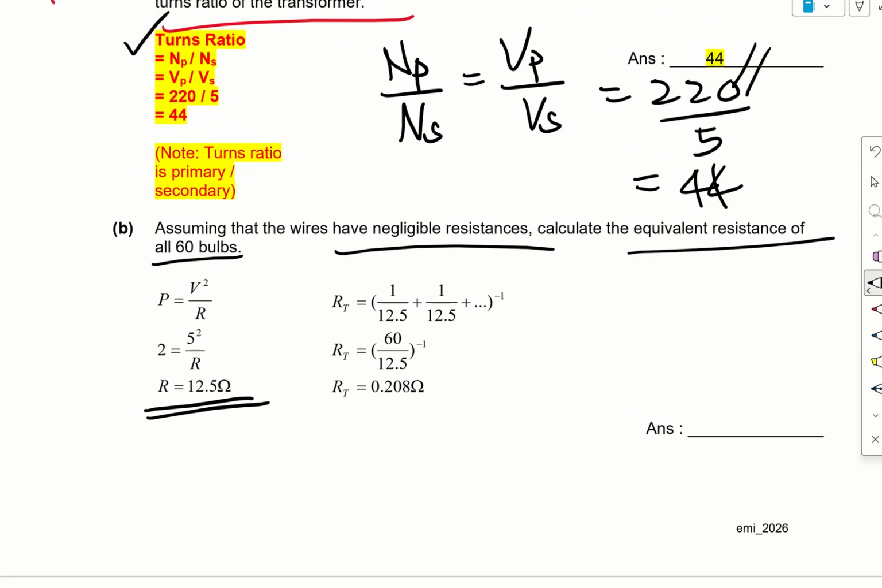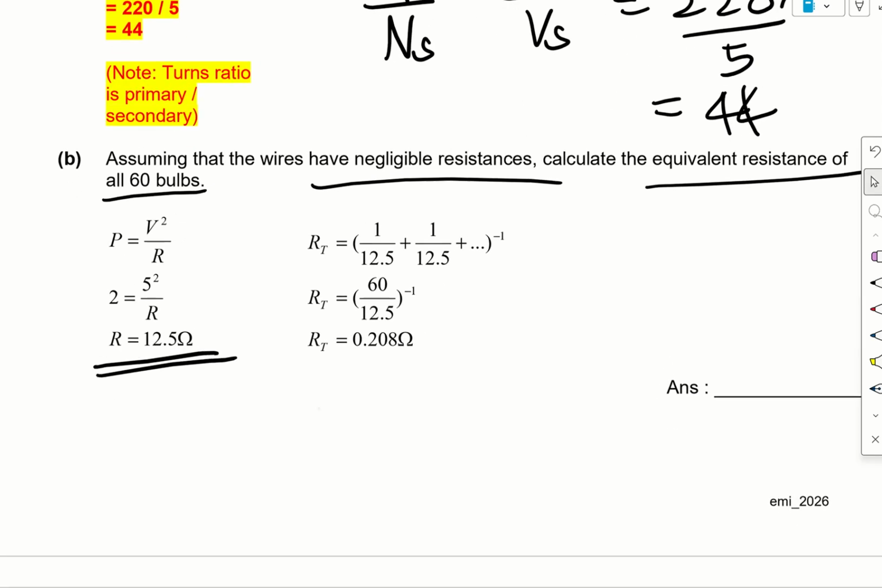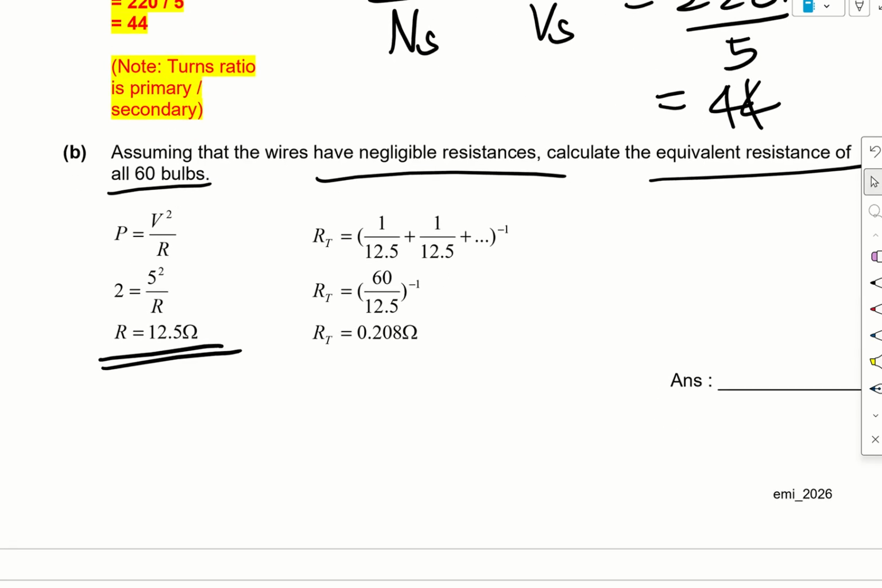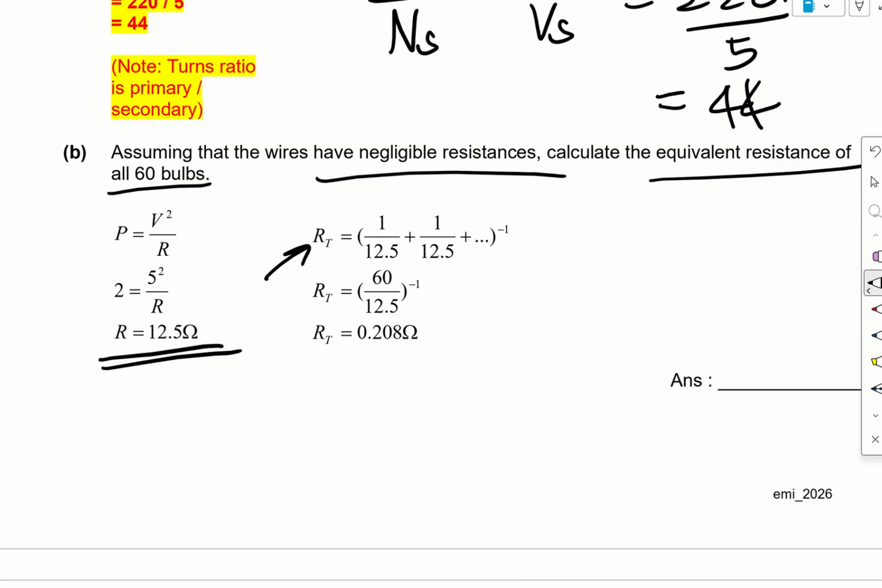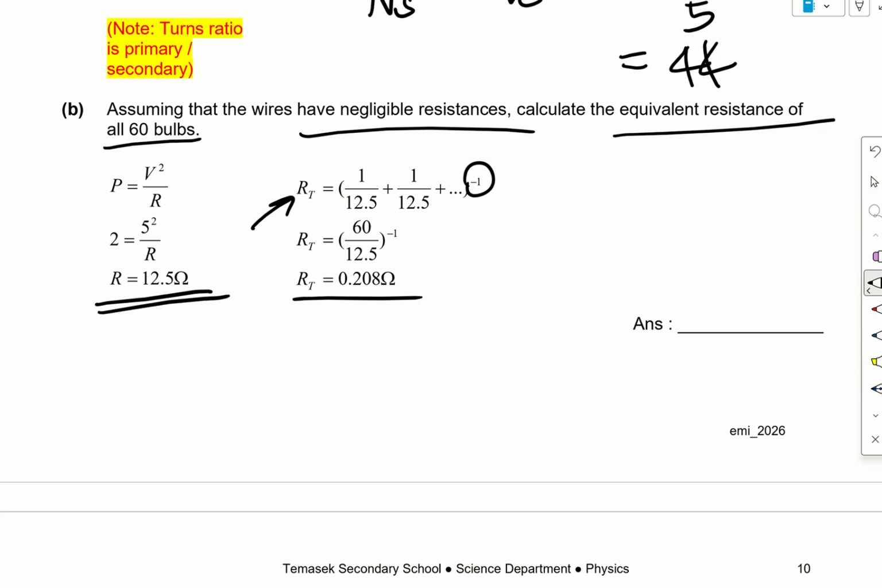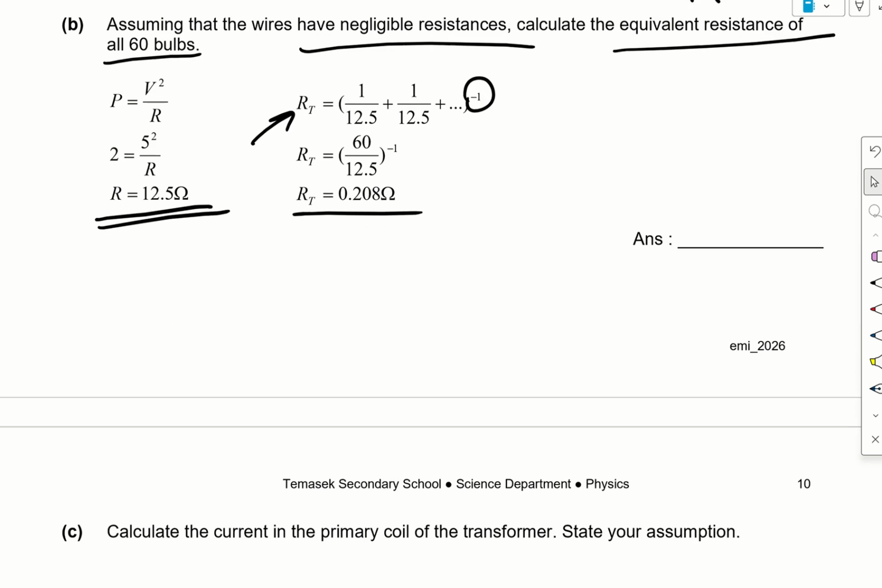Because they are connected in parallel, and we have 60 of these, this is the formula. To find a parallel resistance, 1 over the resistor plus 1 over the resistor, and so on and so forth, and then we do an inverse. Now we have 60 of them, so it becomes 60 over 12.5. So the answer for the effective resistance on the secondary side is 0.208 ohm.